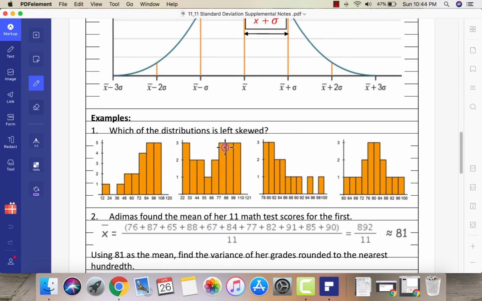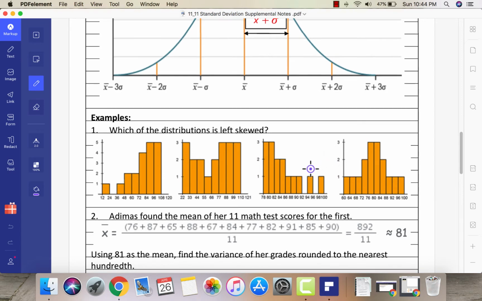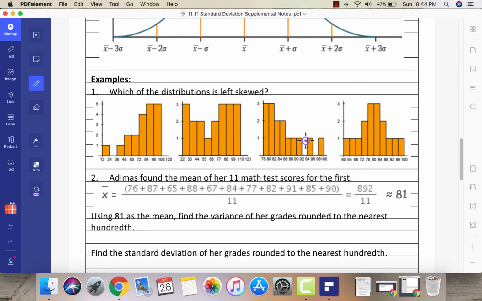So let's look at our examples here. Which of the distributions is left skewed? Remember that left skewed means that the tail is on the left. So we can automatically eliminate this one and this one because they are not skewed. This one has the tail of our data on the left. So that is why this one is left skewed.